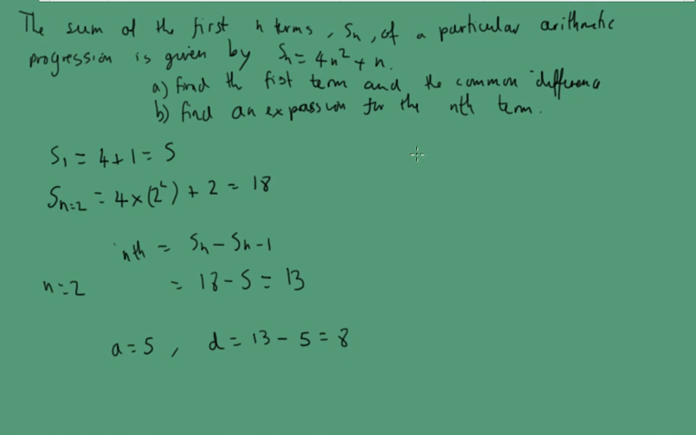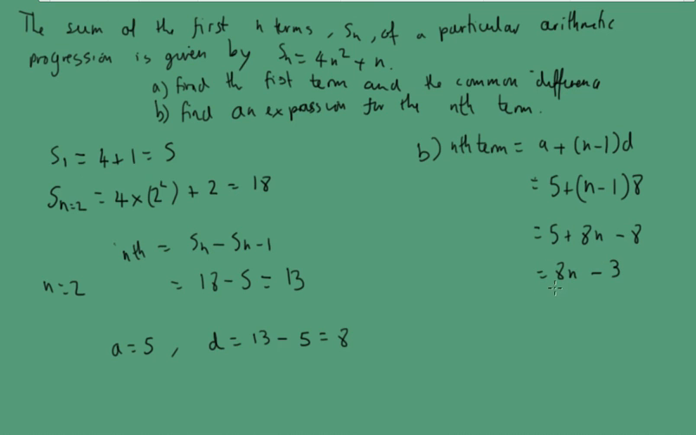So that's part A. Now part B, we have the nth term is equal to a plus n minus 1 d, which will be 5 plus n minus 1 times 8. Now we can expand the brackets, 8n minus 8. So it's going to be 8n minus 3. So I hope that helps.